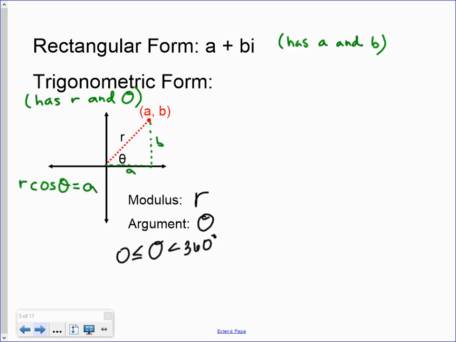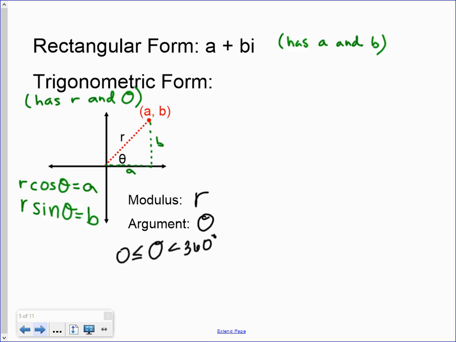What else do you know? Trig-wise. R sine theta equals B. And again, how do you know that? The sine of theta is equal to B over R, opposite over hypotenuse. Multiply both sides by R, and then you have B all by itself. So we just found out A and B.